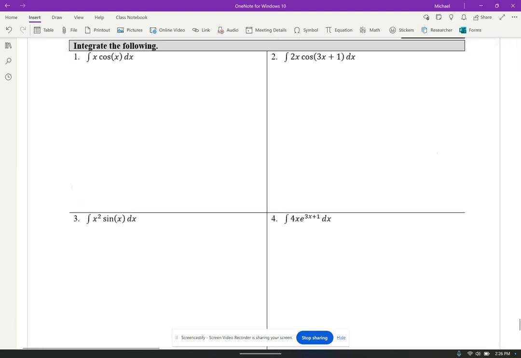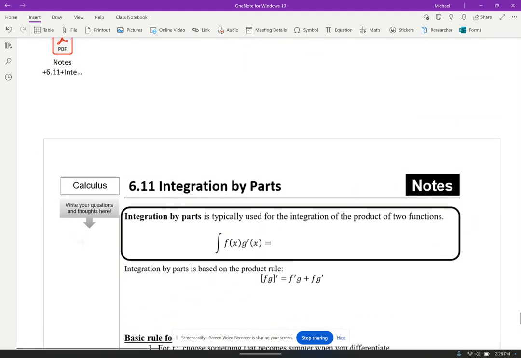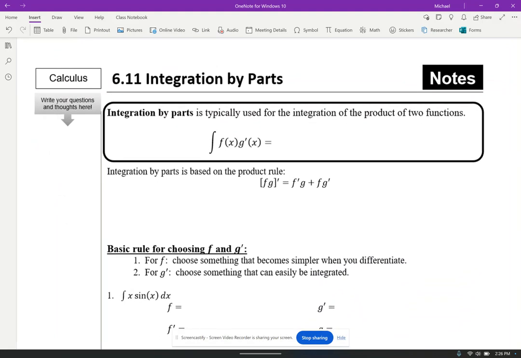Hello, good people. I'm finding the front page here of 6.11, which is integration by parts. And so we are still in the section where we're learning different techniques of anti-differentiation.